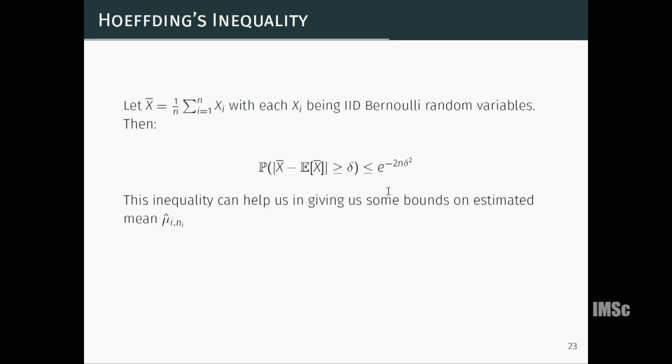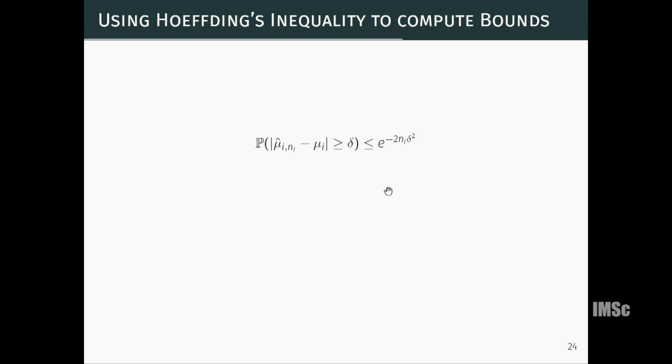So now what I can do is, based on this inequality, I can find some bound on the estimated mean mu i hat. So what is mu i hat? It is the empirical reward of arm i if I have collected Ni samples of it. So when I say I have collected Ni samples, that means I have pulled this arm Ni number of times. What will this be? This will be the same thing. X bar is nothing but the empirical reward, mu i is nothing but the expectation of this. The probability that the deviation is greater than or equal to delta will be less than or equal to e to the power minus 2 Ni delta square. This is easy. Okay. This is what I had in the last line of the slide.